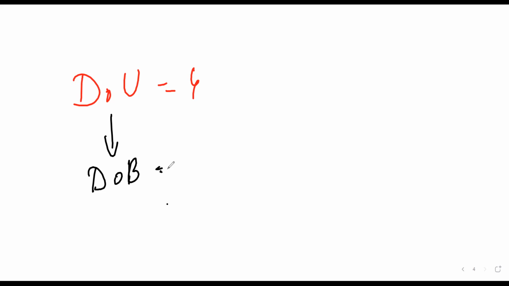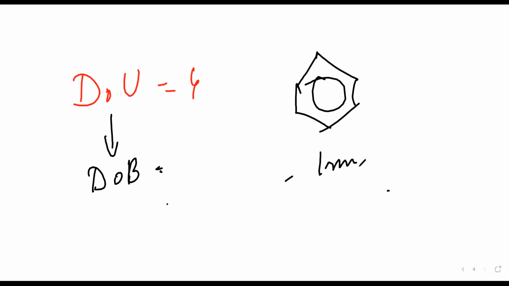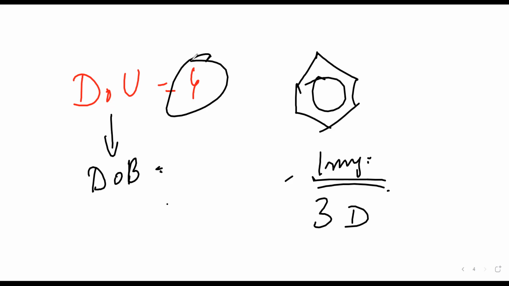So what are the possible rings for this? If I take benzene here and draw the benzene, how many rings are there? 1 ring. And how many double bonds are there in this? Benzene contains 1 ring and 3 double bonds, right? So 1 plus 3 is 4.